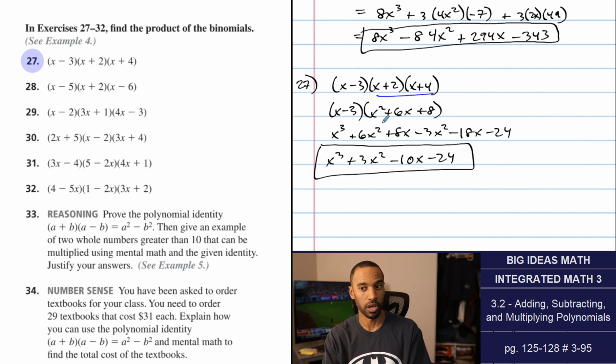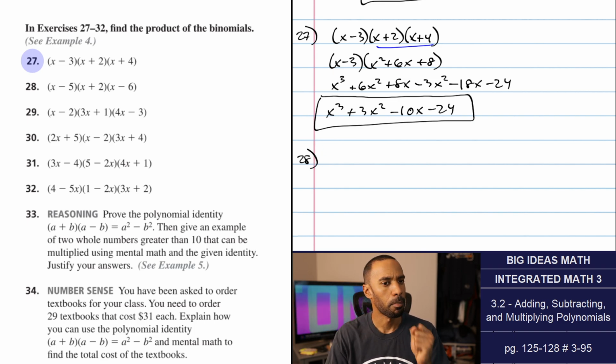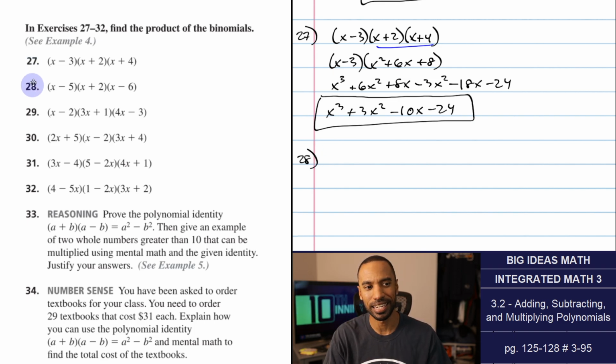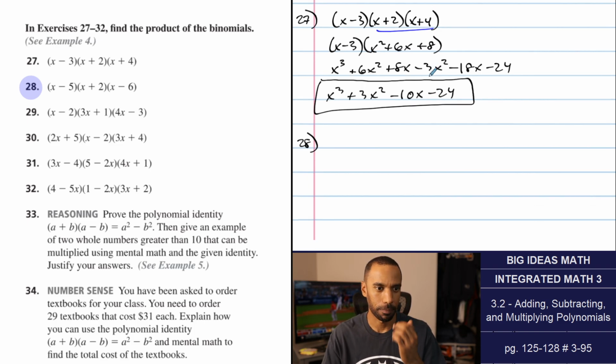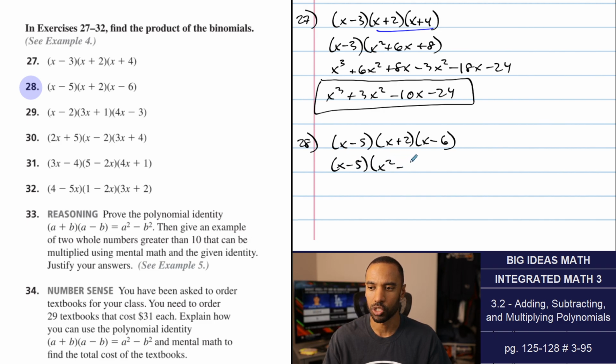Now that we've done a bunch of those, I really want to get into like, all right, we get to speed through it. Powering through. This is a drill and kill, right? There's a drill, let's kill it. Number 28. And a lot of these are kind of same-ish, right? X minus 5 times x plus 2 times x minus 6. Let's begin with the last two. In FOIL, that's x squared minus 4x minus 12. And we keep going. X cubed minus 4x squared minus 12x.